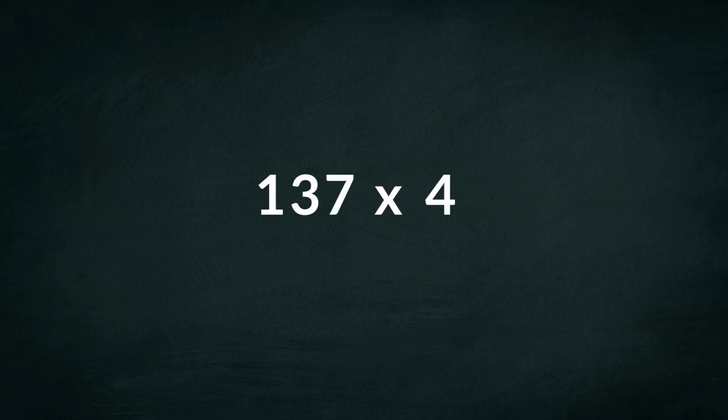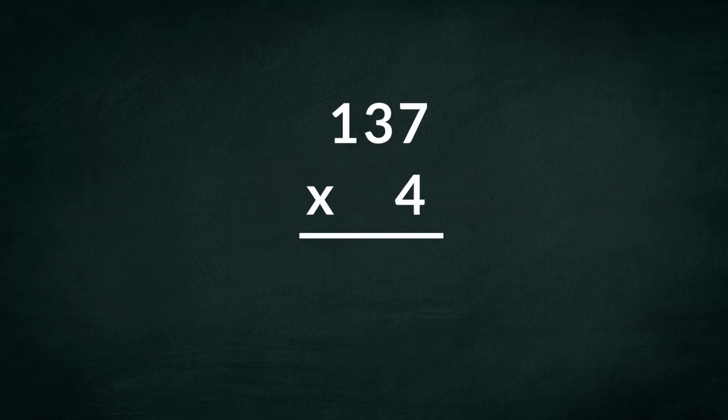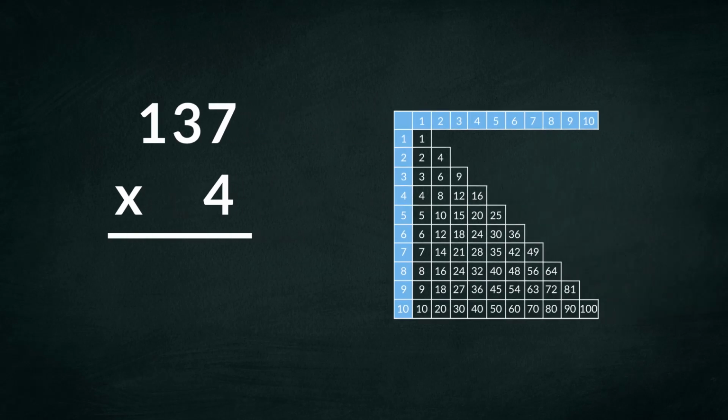Let's try to solve 137 times 4. Just like addition and subtraction, we need to arrange this problem into columnar format. Don't forget to align these numbers correctly, with the ones in the same column. This feels a little uneasy because we have to deal with a 3-digit number. And you're not going to find the answer to this one in the multiplication table.